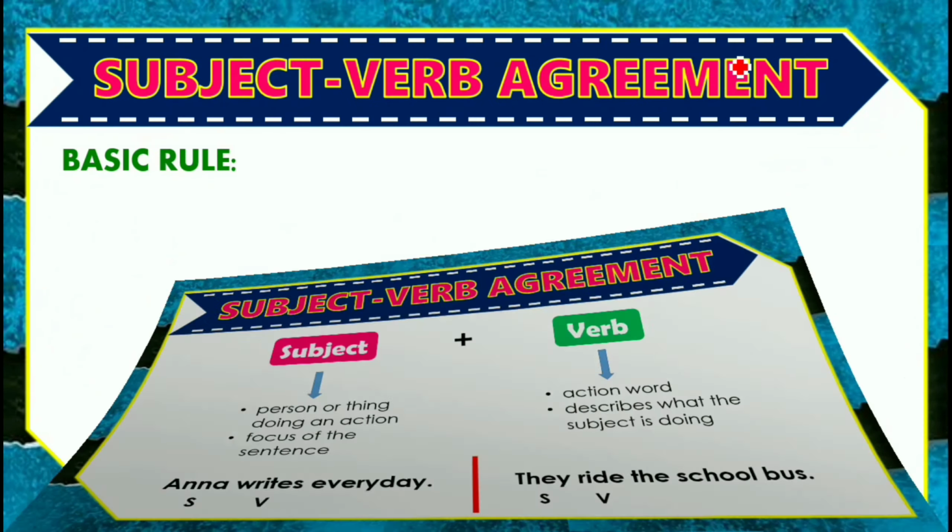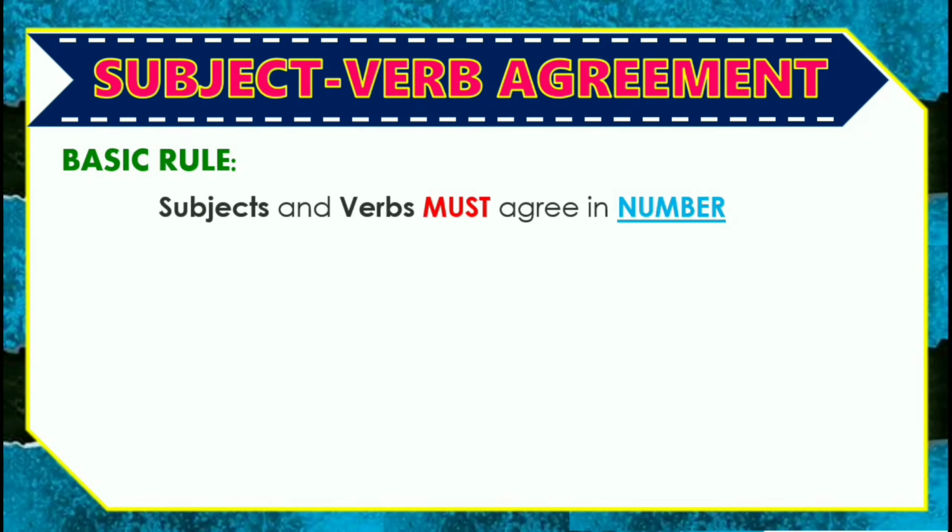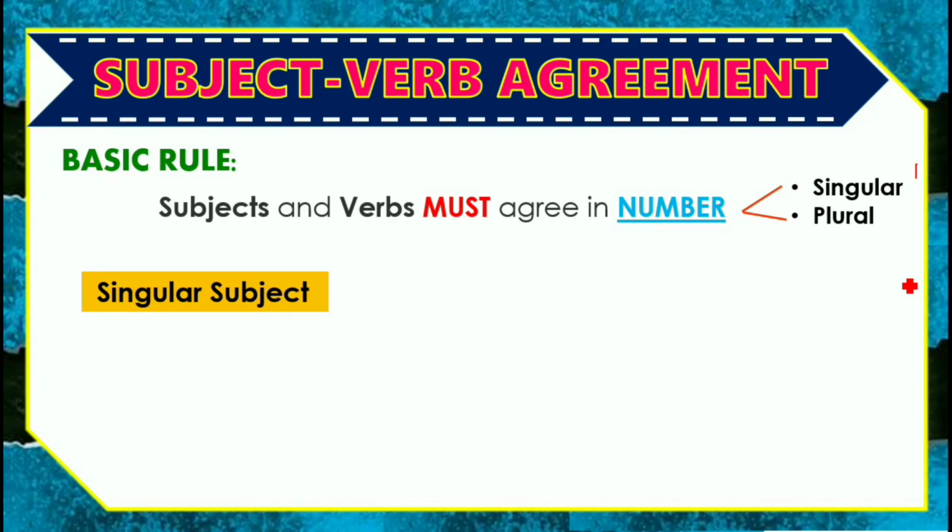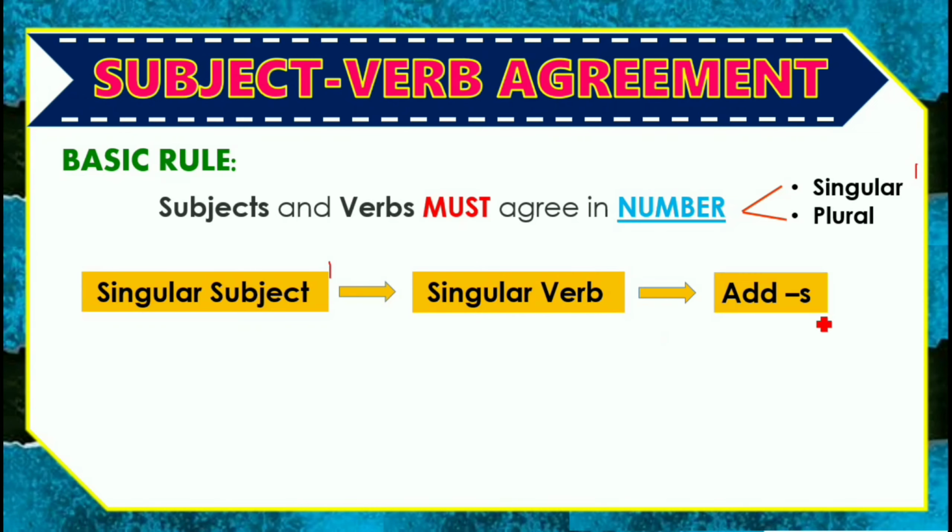Now, what do you mean by subject-verb agreement? It basically means our subjects and verbs must agree in number. What do you mean by number in grammar? It could either be singular or plural. Singular means one, and plural means more than one. The basic rule in grammar is a singular subject, that means one, needs a singular verb. We simply add s to our verb.